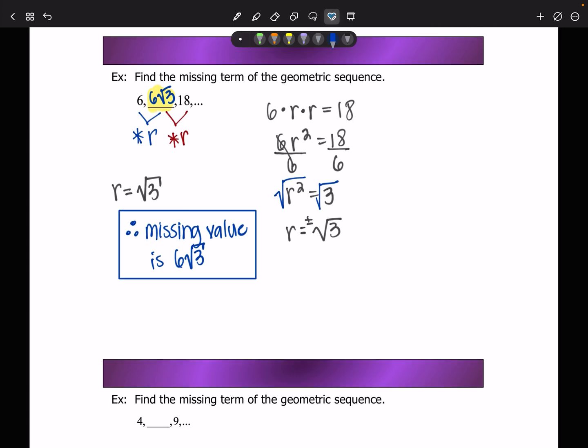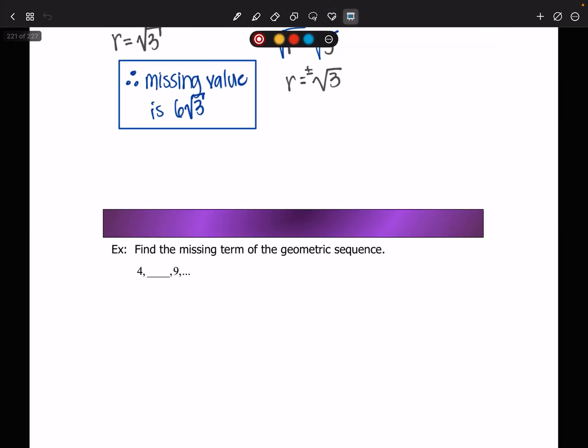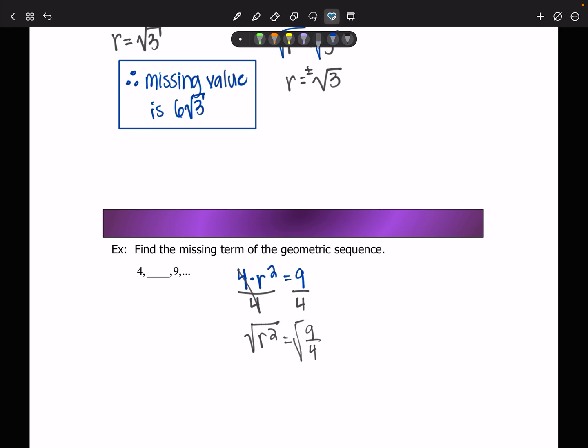Okay, let's try that again. We've got 4, and then we're going to multiply that by a common ratio to get this missing value. Then the missing value times r again will give us 9. So we're going to take 4 times r squared is equal to 9. We'll divide both sides by 4. We get r squared equals 9 over 4. And when we square root both sides, we will get r is equal to 3 over 2.